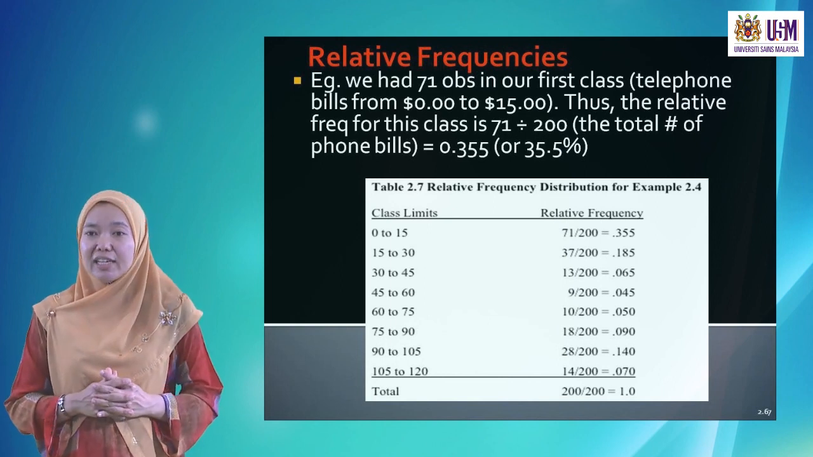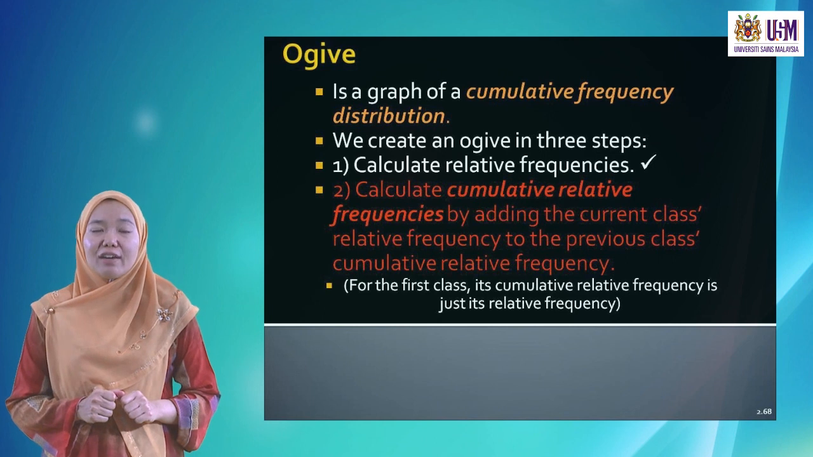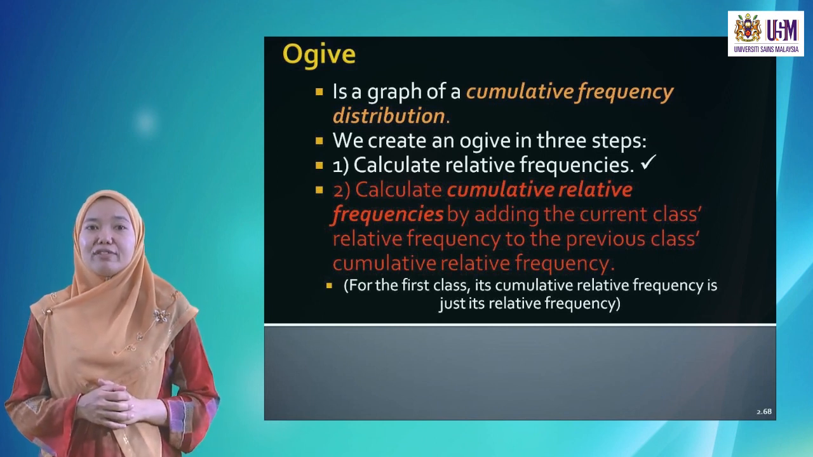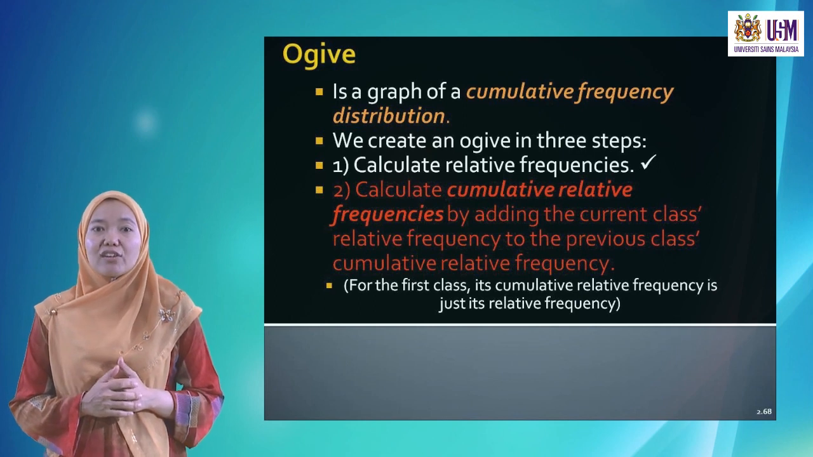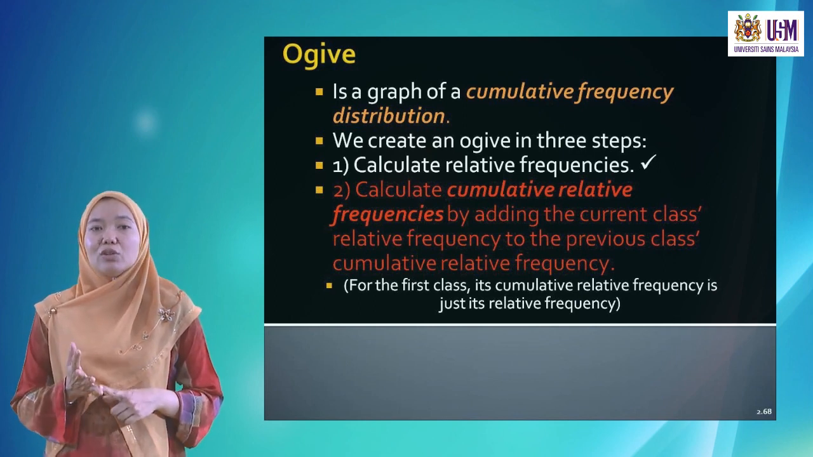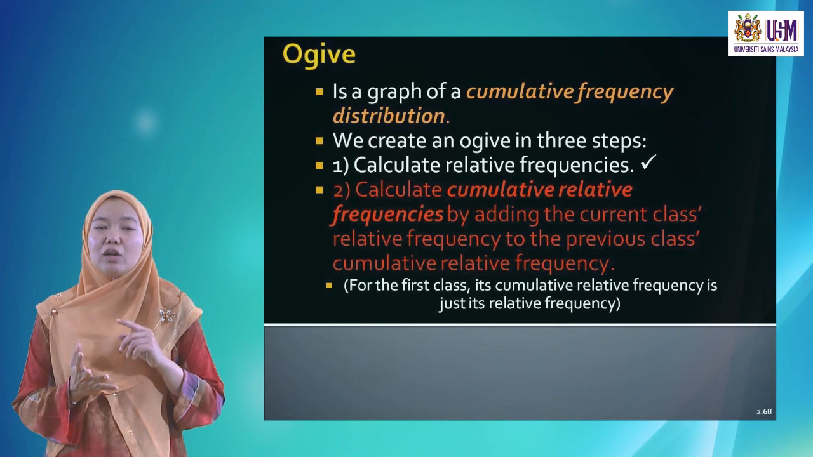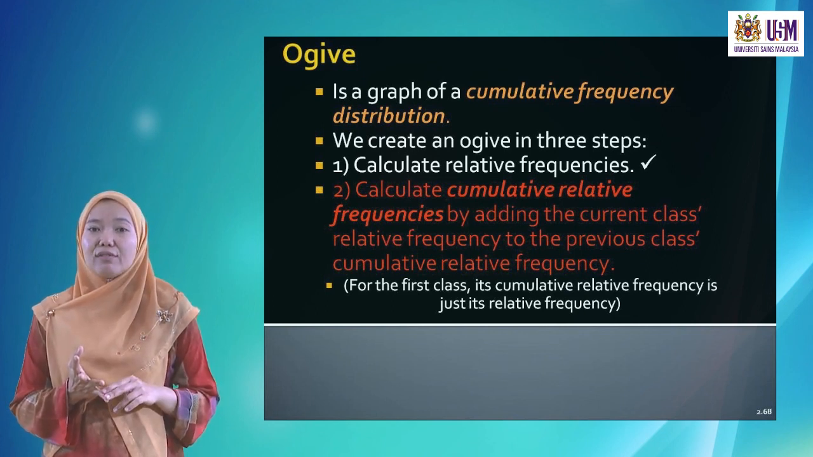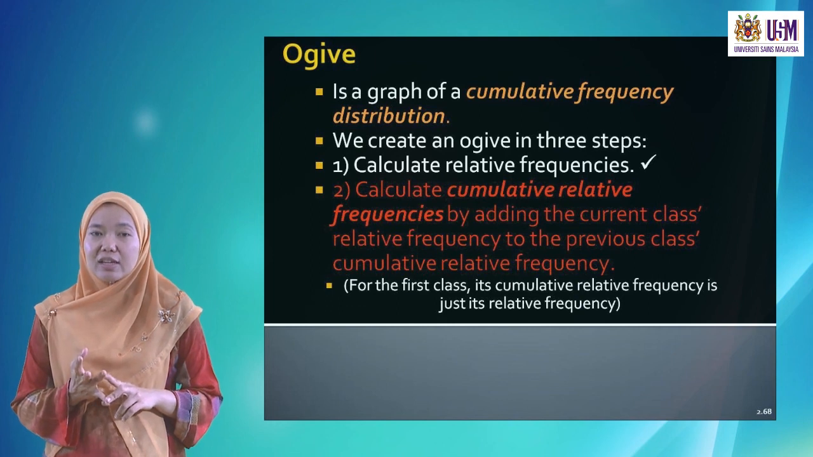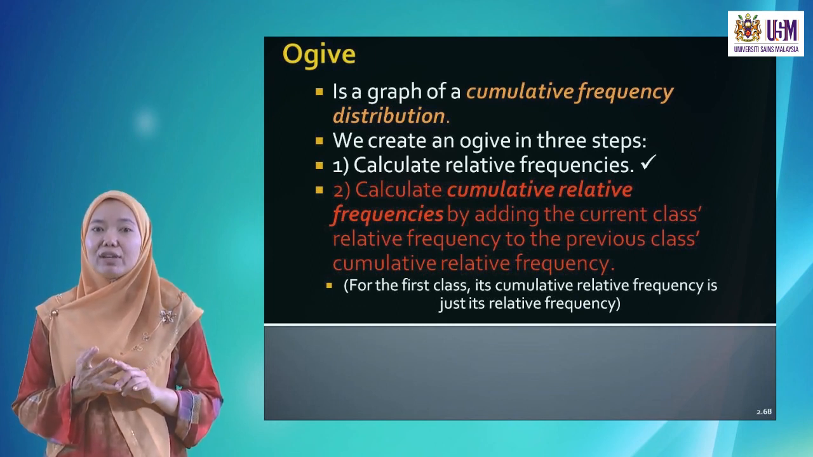to 100. When we discuss an ogive, what is an ogive? An ogive is a graph of a cumulative frequency distribution. We can create an ogive in 3 steps. The first step, as I already discussed just now, is you need to calculate the relative frequencies. The next step is for you to calculate cumulative relative frequencies.